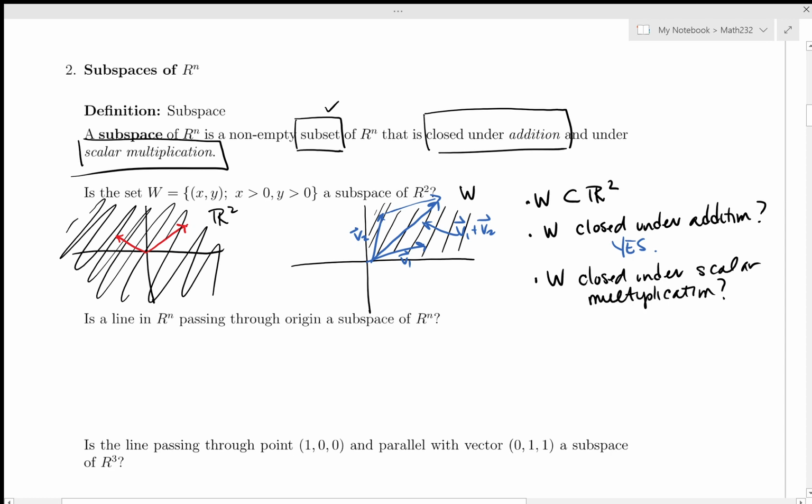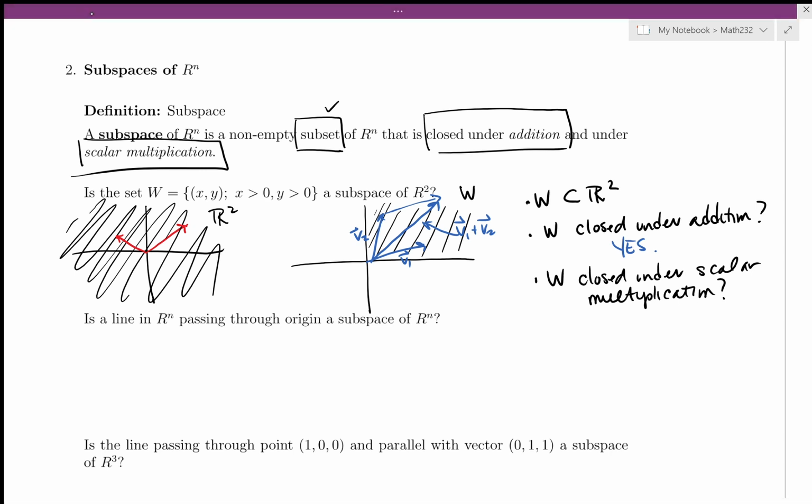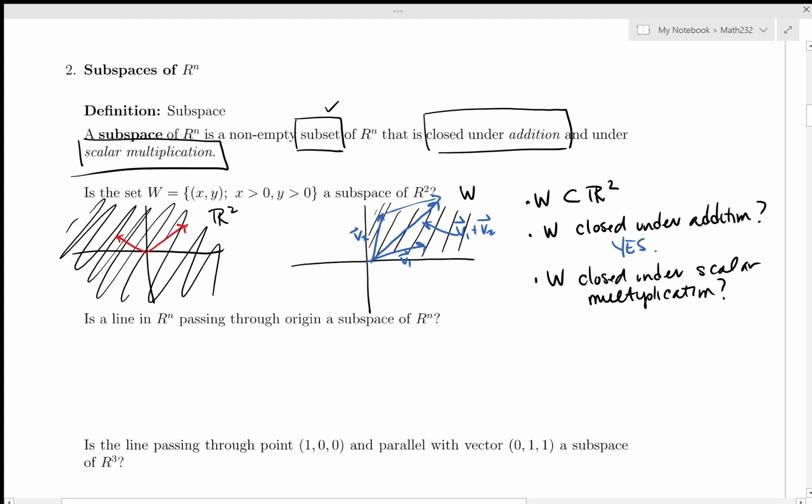Asking myself that question. And so I'm thinking, okay, if I take some vector, let me just do another color here. If I take some vector here, let's choose this one right here, V3. There, it's that vector V3. If I multiply it by any real number, do I stay here?